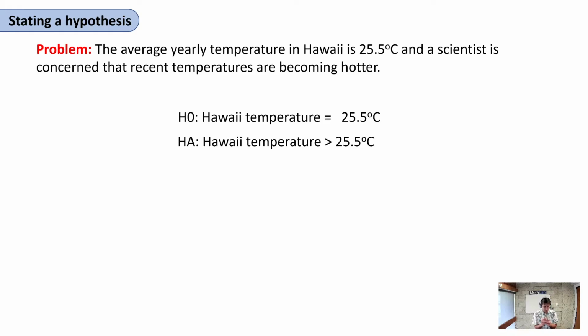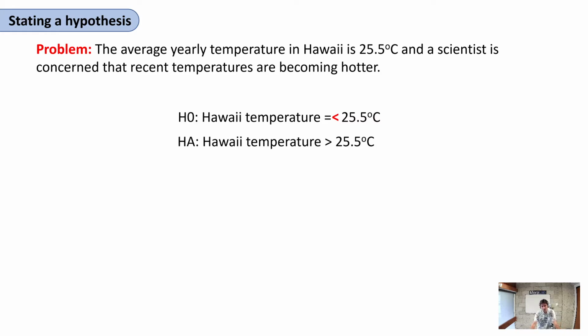Another thing that is important for you to know is that the null hypothesis is everything that the alternative hypothesis is not. So in this case, since the alternative hypothesis is that the temperature is larger than 25.5, that means that the null hypothesis then has to include also cases when the temperature is less than 25.5. Again, not necessarily you are going to get that from the problem, but you can infer that from the alternative hypothesis. Again, the null hypothesis is everything that the alternative hypothesis is not.